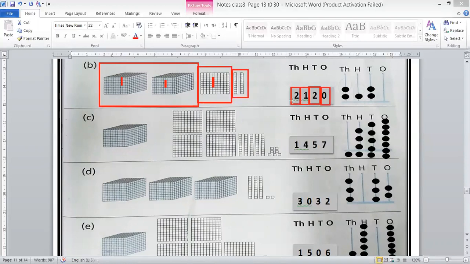Now we will put beads or balls under thousands, hundreds, tens, and ones. In place of ones there is zero, so no need to put anything here. Here, two, so we put two balls. Here is one, so we put one ball. And here is 2000, so we put two balls.